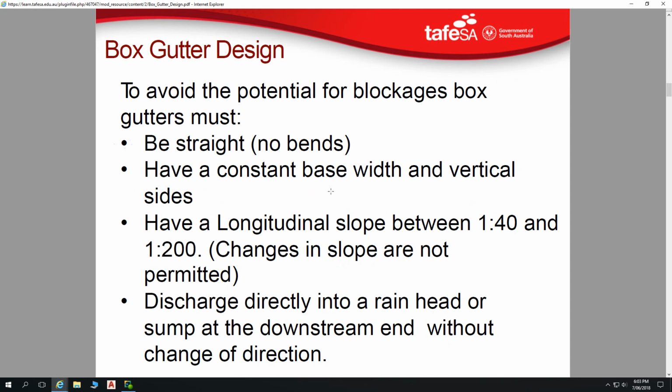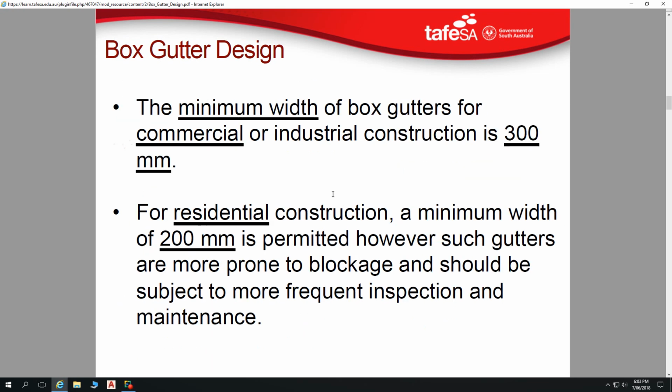So to avoid potential blockages in the box gutter, be straight. Don't have any bends in the box gutter. Have a constant base width and vertical sides. Have a longitudinal slope between 1 in 40 and 1 in 200. So you're not allowed to change the slope, so the slope has to be constant throughout. So 1 in 40, that's a very steep slope. Obviously 1 in 200, that's your minimum, which is the bulk of what gets designed to. To discharge directly into a rain head or sump at the downstream end without change of direction.